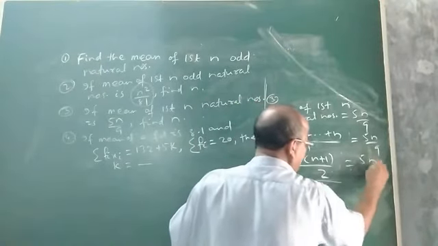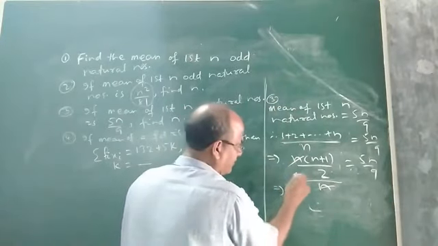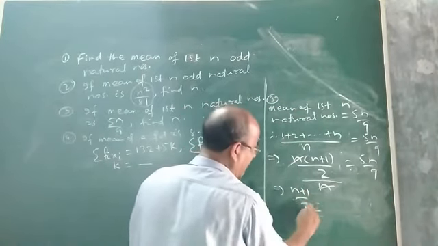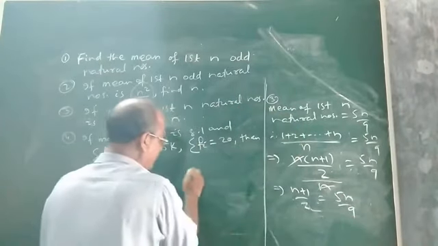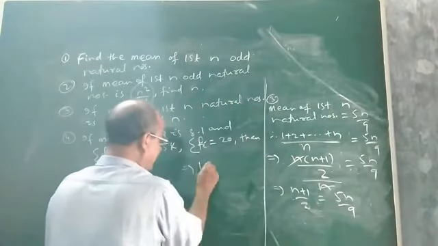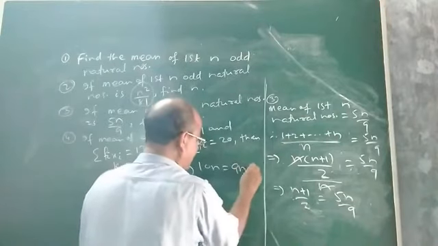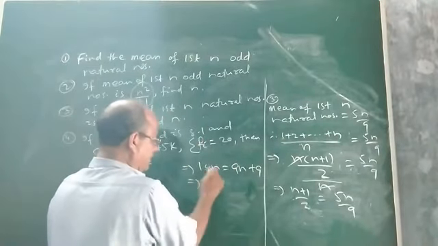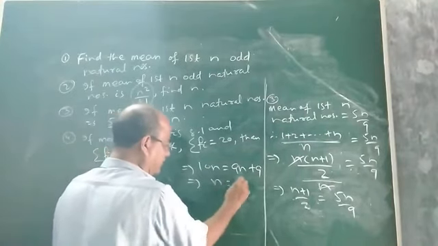This is 5n by 9. So now you solve, n and n cancel. So this is n plus 1 by 2 equal to 5n by 9. Now you solve this equation. Cross multiplication, 2 into 5n is 10n. So 9 into n plus 1, 9n plus 9. So 10n minus 9n is n. So n is equal to 9.